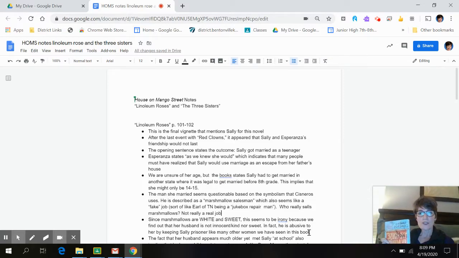Today, we are going to cover pages 101 to, I think, 104. So if you want to turn in your book, we're going to be starting with our very last chapter about Sally, which is Linoleum Roses. Now, linoleum was mentioned earlier in the book. I didn't put this in the notes in front of you, but if you remember back to the Family of Little Feet, let me see if I can find the page. Sorry, I should have marked it.